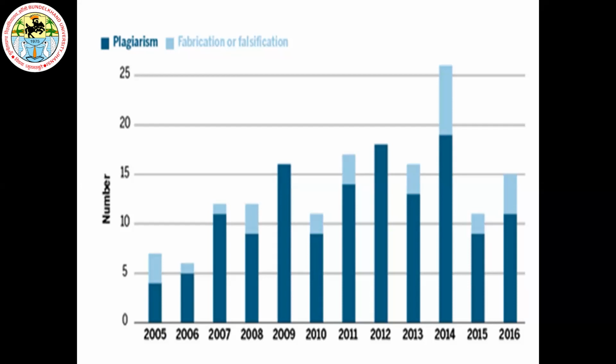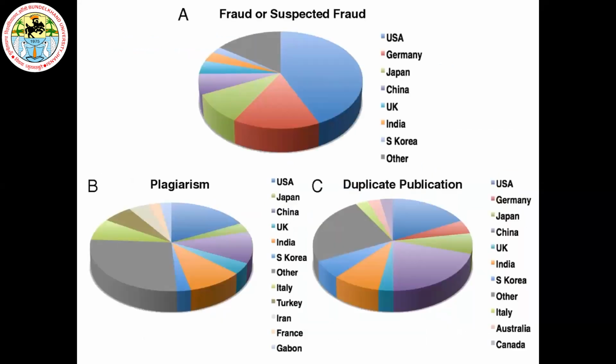Now it is again the country-wise scenario of fraud or suspected fraud. You see A is for fraud or suspected fraud, B is for plagiarism, C is for duplicate publication. And you see different countries, all major countries are involved in that.